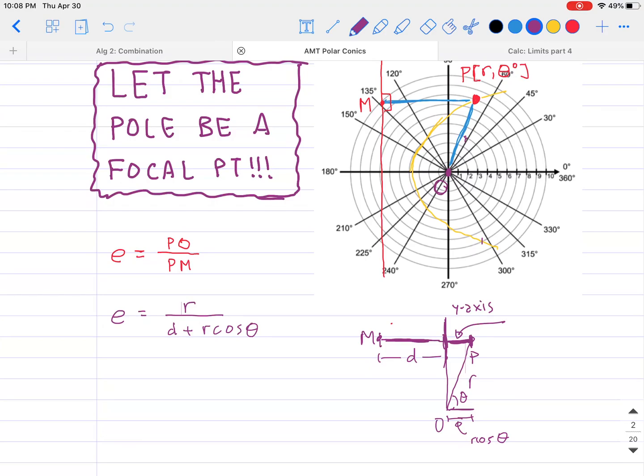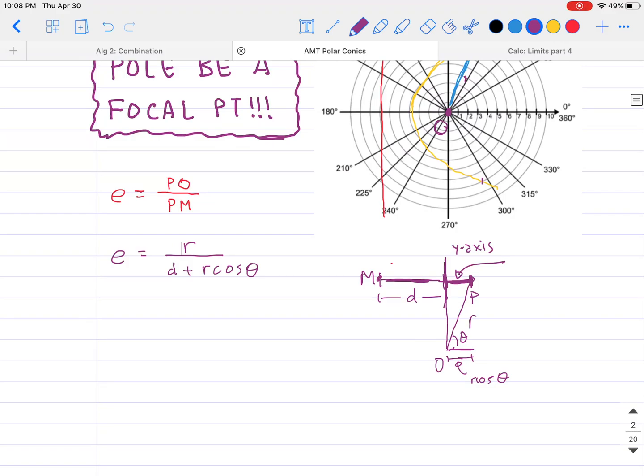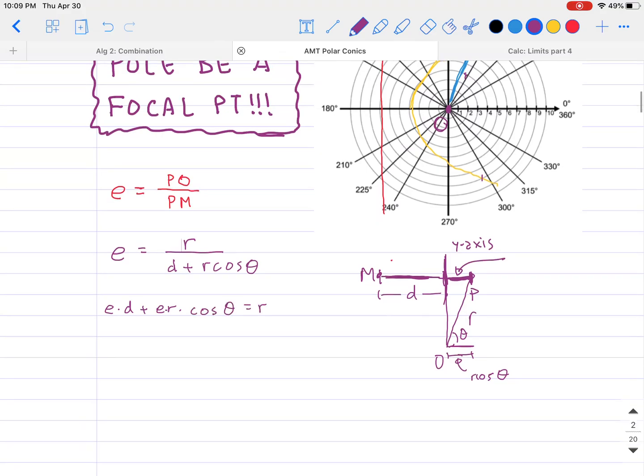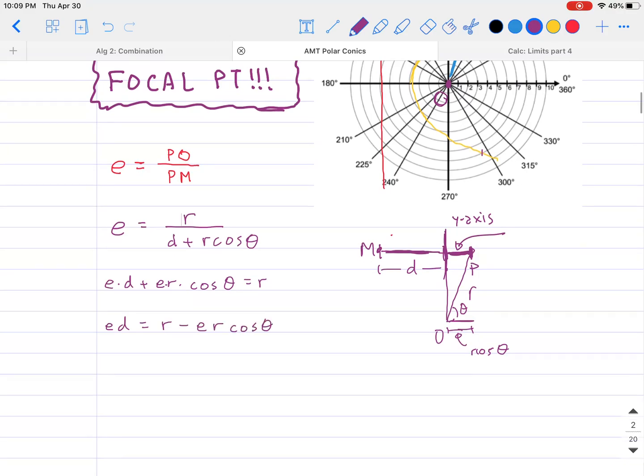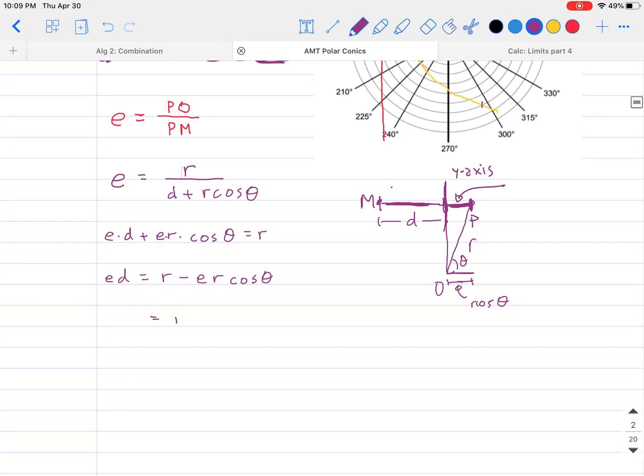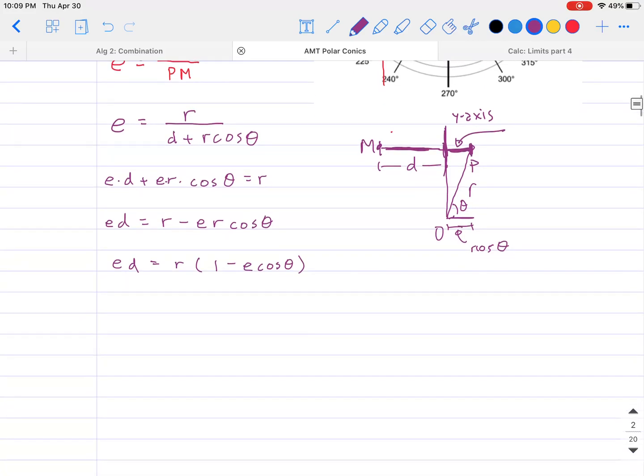What I need to do is solve for R, because I need to get it into a form that we can actually utilize. So let me clean it up a little bit. We're going to multiply both sides by the denominator. So we have E times D plus E times R times cosine of theta is equal to R. I want to solve for R. So E times D is equal to R minus ER cosine of theta. Then we're going to factor out the R, so R multiplied by, in parentheses, 1 minus E cosine theta, and then we have ED on the outside.